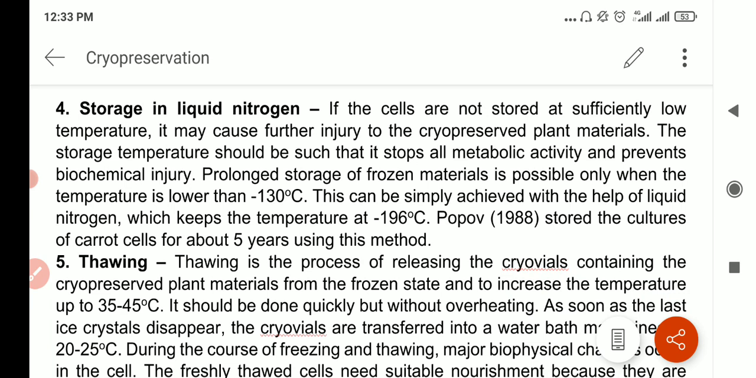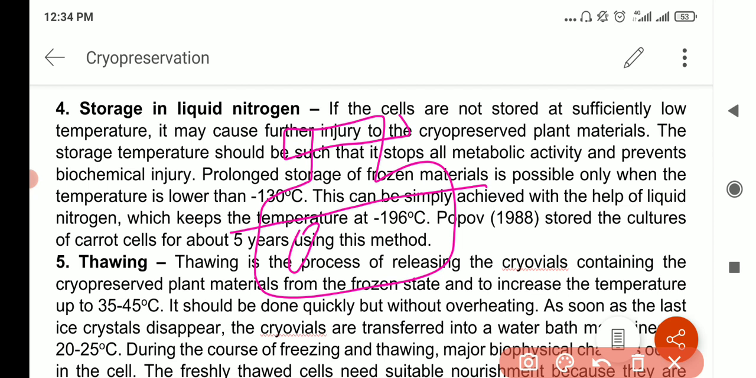Then next, after you freeze it, you store it in the liquid nitrogen. If you store it in liquid nitrogen, it will remain at a low temperature for a long time. So for these liquid nitrogens, there is a special container with a lid, and this is the liquid nitrogen. Then you put your test tubes inside. Inside this test tube there are these frozen specimens, no?